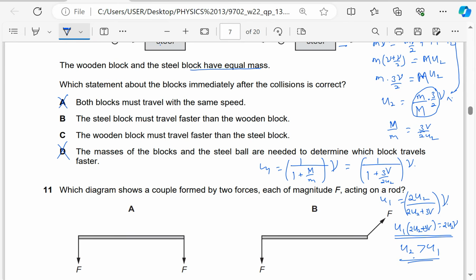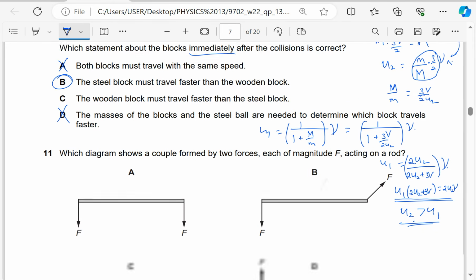So the question is, which statement about the blocks immediately after the collision is correct? The steel block must travel faster than the wooden block. Of course, this is going to be the most appropriate argument. The steel block must travel faster than the wooden block.